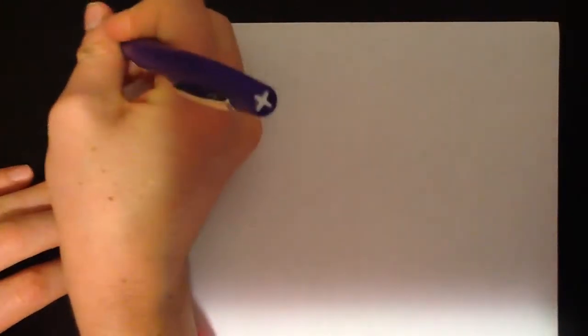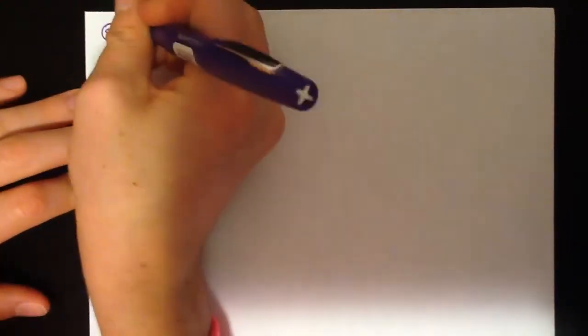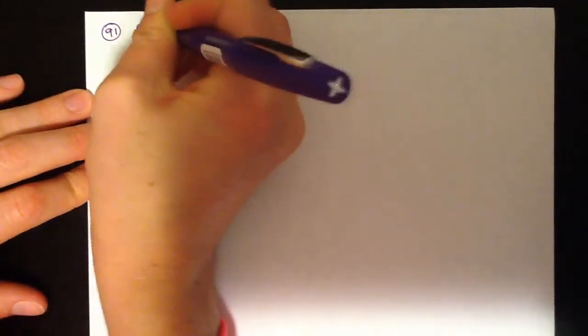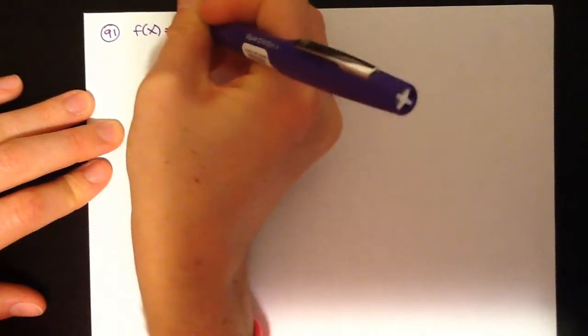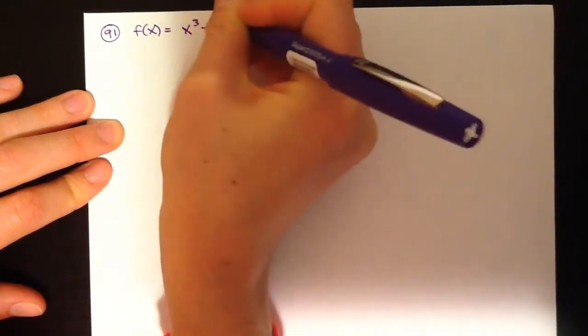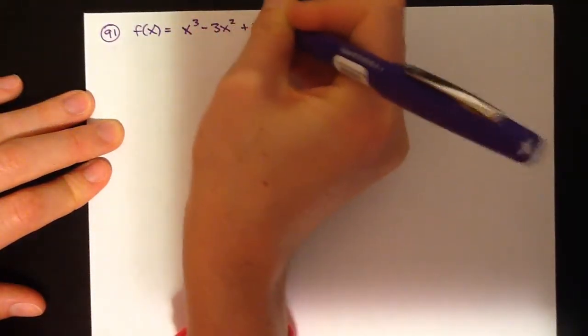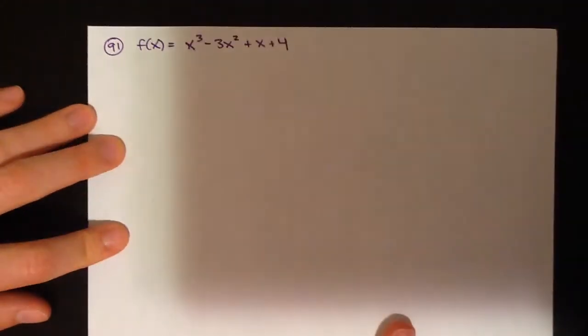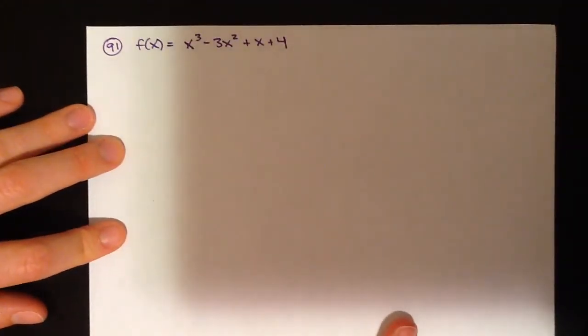91. 91, we want to find the points on the graph of, so let's write down f of x equals... okay, so we want to find the points where the tangent line has a slope of 10.